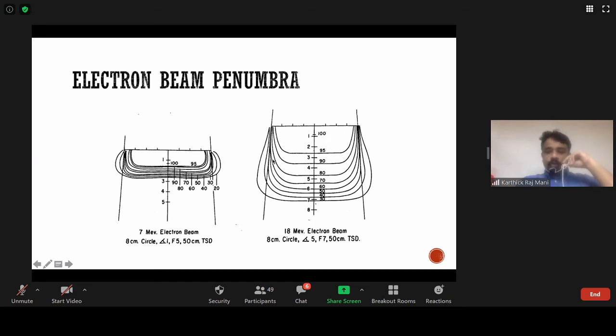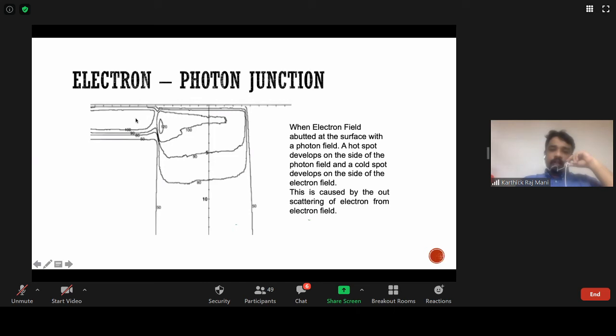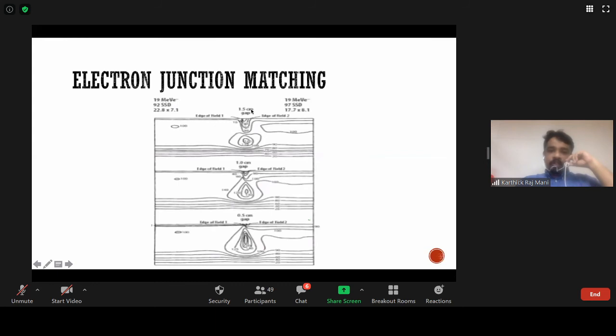When you do a junction with two electron beams, it is going to give more hotspot compared to an electron and photon field. If you do a junction with an electron and photon field, you can end up with somewhere around 120%, a small volume receiving 120%, and more or less a homogeneous coverage around that. But when you do an electron-electron junction, if you give a 1.5 centimeter gap, at depth you'll get something about 120%. When you give a 1 centimeter gap, you will end up with something about 130 to 140%. And when you give a 0.5 centimeter gap, you will end up with more than 140 to 150%. So we need to be very careful when you do an electron junction matching compared to an electron-photon junction matching.